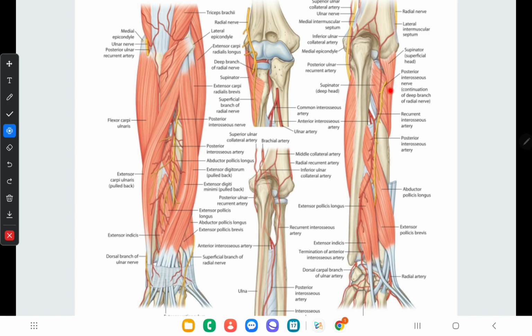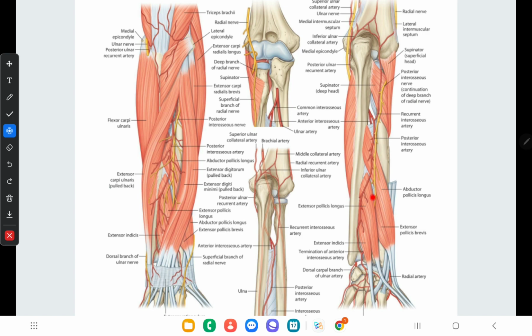Deep branch of the radial nerve gives branches to extensor carpi radialis brevis. Previously, the radial nerve gave a branch to extensor carpi radialis longus. Now, the deep branch of the radial nerve gives a branch to extensor carpi radialis brevis and the supinator muscle. After passing the lower border of the supinator muscle, this deep branch of the radial nerve continues as the posterior interosseous nerve.